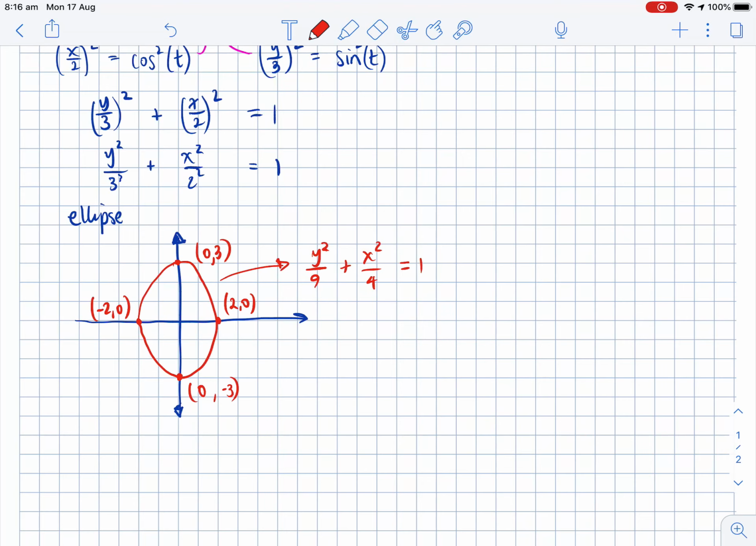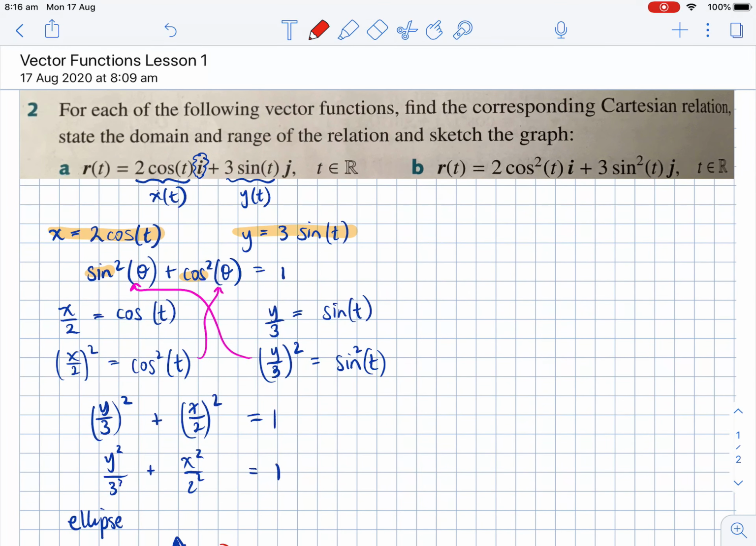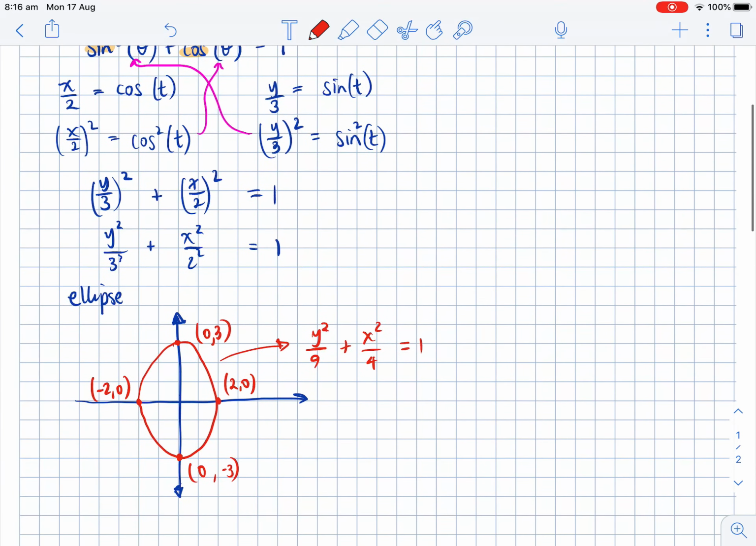Okay, let's go back and check we've read the whole question. For each of the following vectors, find the corresponding Cartesian equation. Tick, we've got our x and y part. State the domain and the range of the relation and sketch the graph. Let's have a little bit more of a talk about the domain and the range. Now that we've got our graph, I can clearly see that the domain is -2 to 2 inclusive, and the range is -3 to 3 inclusive.